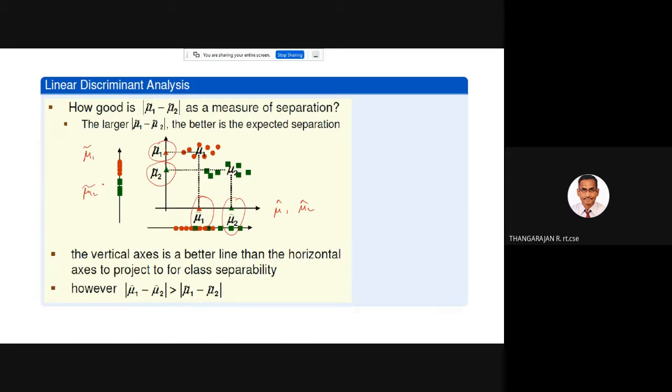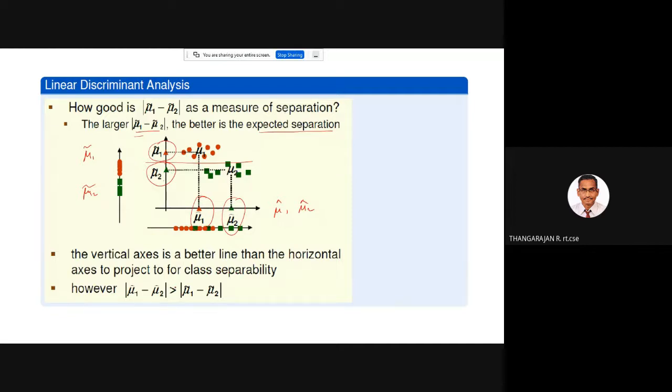Now what is it that you observe? How good is mu 1 tilde minus mu 2 tilde as a measure of separation? The larger the difference between mu 1 tilde and mu 2 tilde, the better is the expected separation. But the vertical axis is a better line than the horizontal axis to project on for class separability.